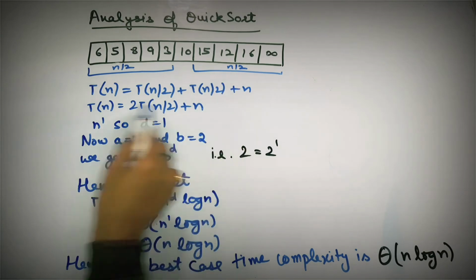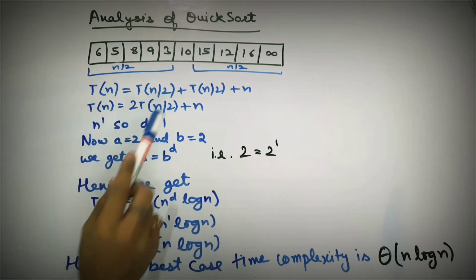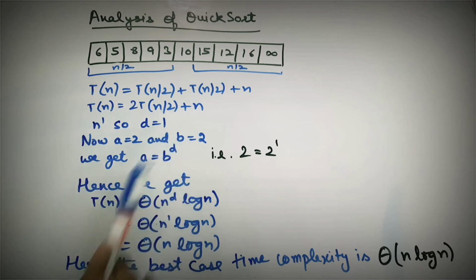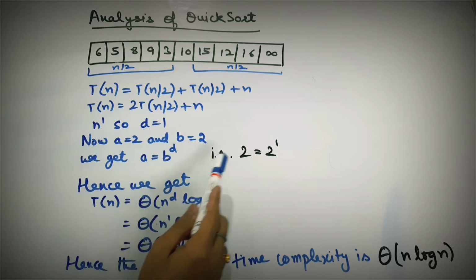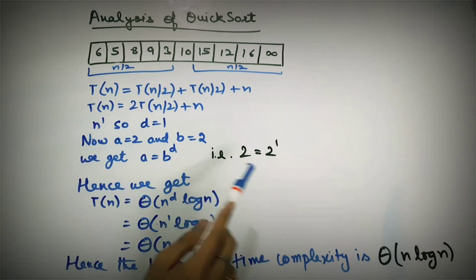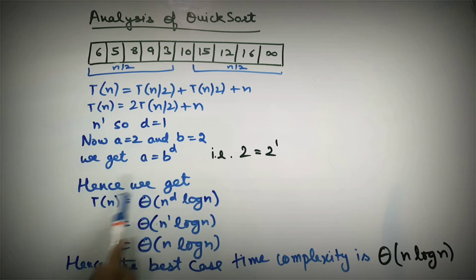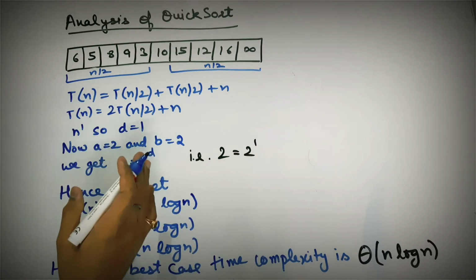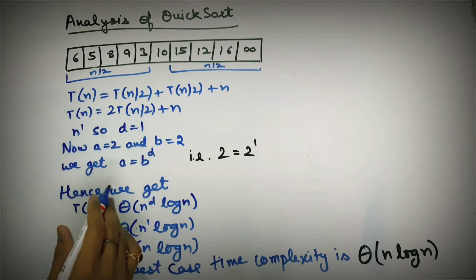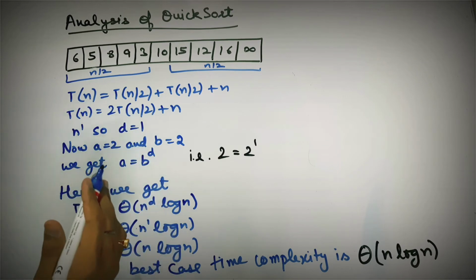So after applying Master's theorem to this, n to the power 1, so d equal to 1. Now you can see a is equal to 2 and b is equal to 2. We get a is equal to b power d, that is 2 equal to 2 power 1 as d is equal to 1. As a equal to b, hence we get t of n is equal to theta n power d log n. As you know d is equal to 1, so theta n power 1 log n, theta n log n. Hence the best case time complexity of quicksort is theta n log n. One more thing, the best case in quicksort can only be achieved if the array is always partitioned at the mid. Only then the best case can be achieved.